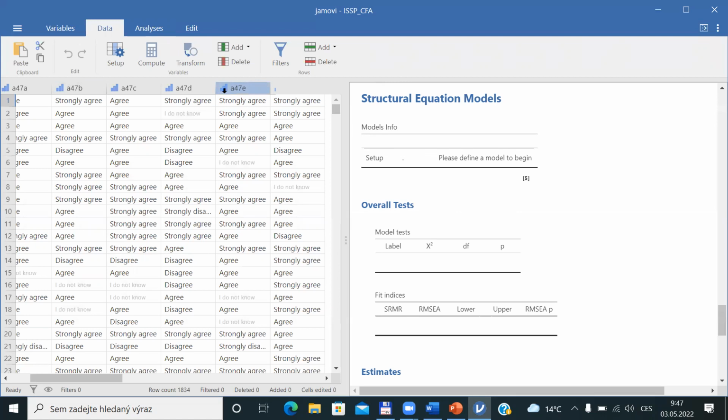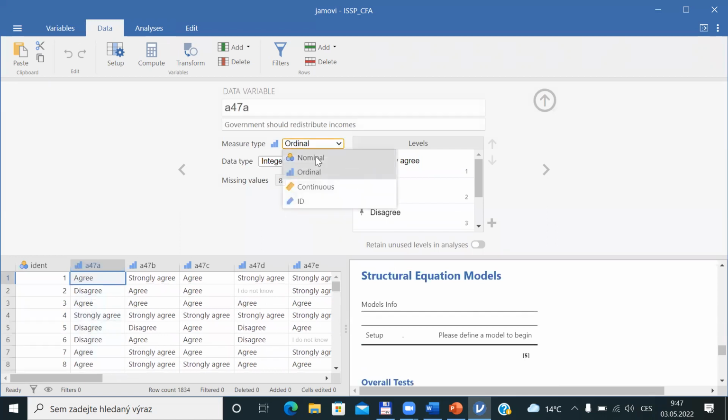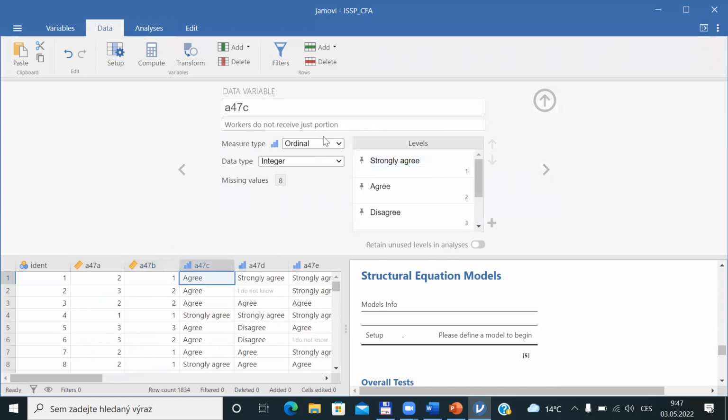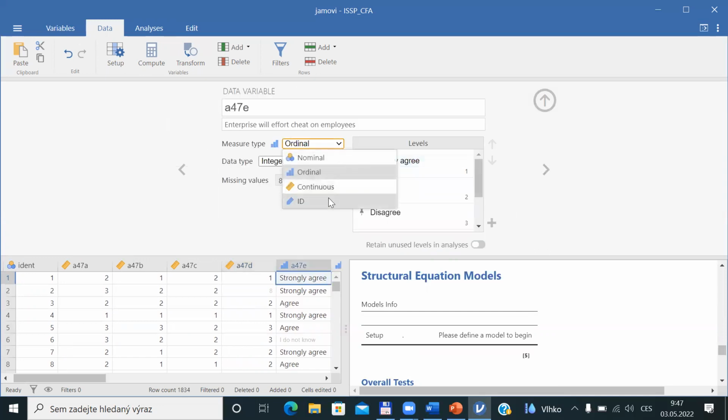So the first step, before we go further, is to go through all these variables, A47A up to A47K, and redefine the scale to cardinal. If I double click on the variable and change the measuring type to continuous and go to the next variables, then it will be possible to apply structural equation models, or in our case only confirmatory factor analysis with unrelated factors. So here it is. 11 times it is necessary to redefine the scale.